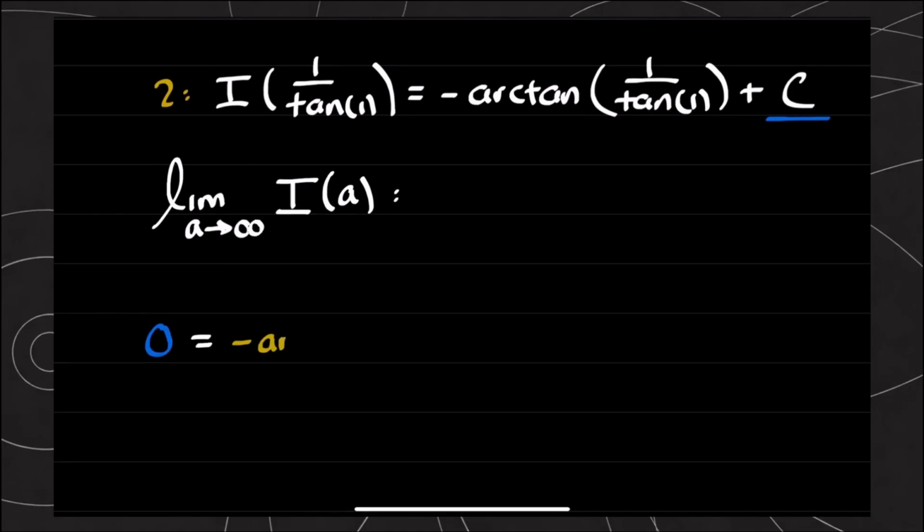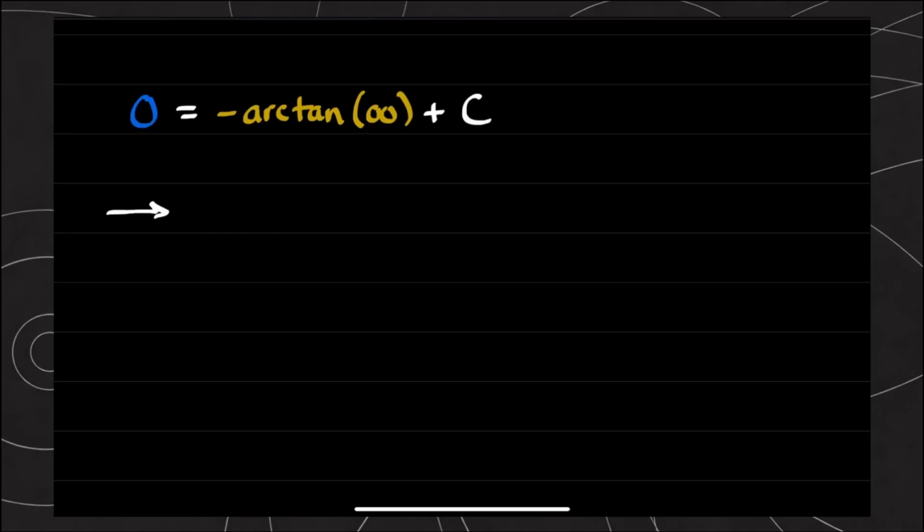Because both versions of I of a are equivalent, we can set these two forms equal to each other, so 0 is equal to negative arctangent of infinity plus c. We can solve for c by adding arctangent of infinity to both sides, and arctangent of infinity asks where tangent is equal to infinity, and that's simply at pi over 2. So c is equal to pi over 2.